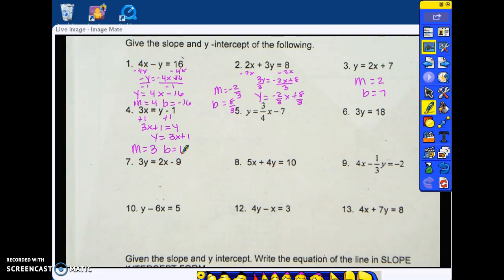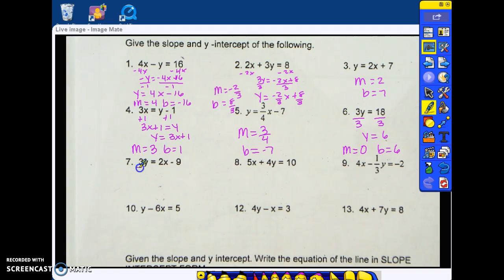For number 5, it is already in slope-intercept form. So your slope is 3/4 because your slope, your rise over run, is what is in front of the x. And your y-intercept is negative 7. For number 6, to isolate your y, you need to divide by 3 on both sides. And y equals 6. Your slope is 0 because you don't have a rise over run. This is just going to be a horizontal line, and it's going to pass through the y-axis at 6.